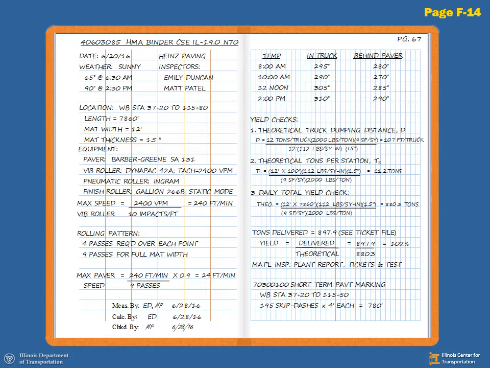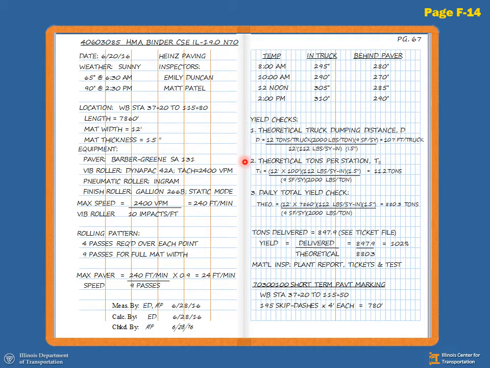On page F14 in your DOT guide, you can follow along and look at an example field book page. All field book entries must have pay item number, pay item description, the date, the weather, and who's doing the work, and then we need some calculations. This one was for HMA paving. Here we have our location. Here's our measurements for our length and width, and then our required mat thickness, the equipment that's required. We have some testing, temperatures of our HMA materials.